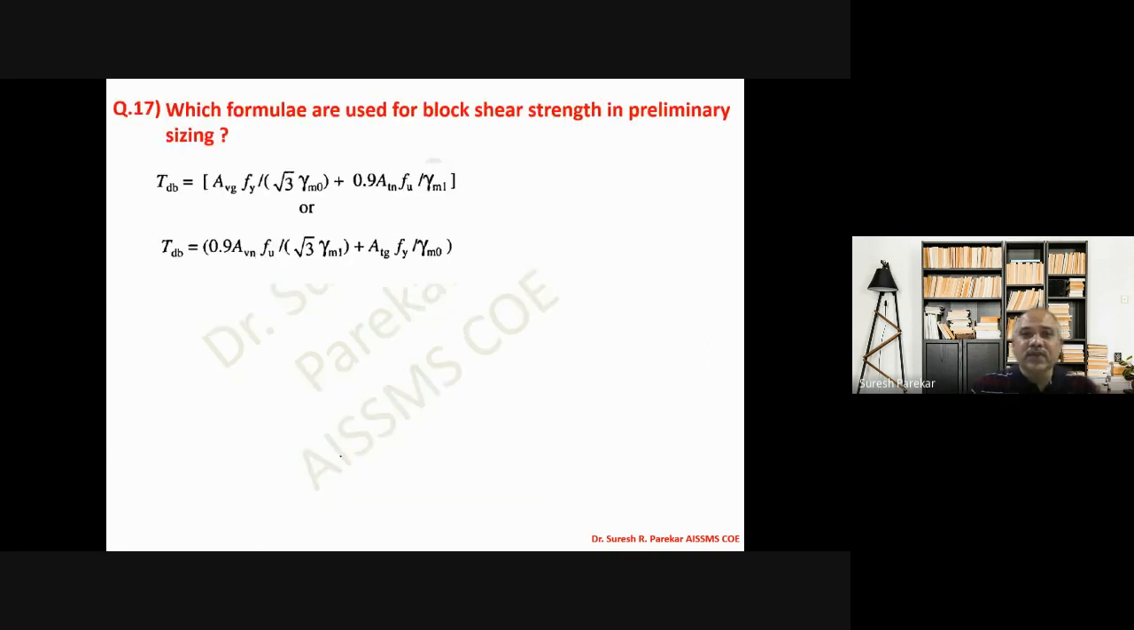Then which formula are used for block shear strength in preliminary sizing? So this is actually block shear strength, so this is not required in preliminary sizing. So we have two formulas for this, TDB1 and TDB2. Here also you can see we have ATN into FU, and here you can see AVN into FU. Generally, net area is multiplied with FU and gross area is multiplied by FY. So you have to keep this in mind so it becomes easy for us.